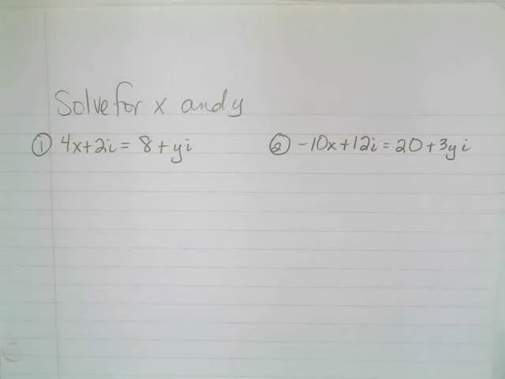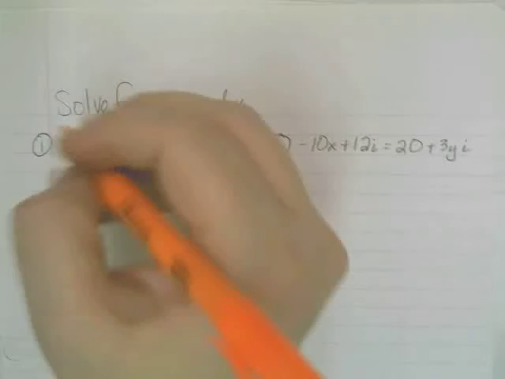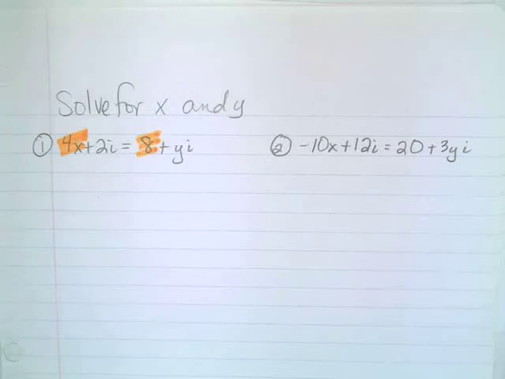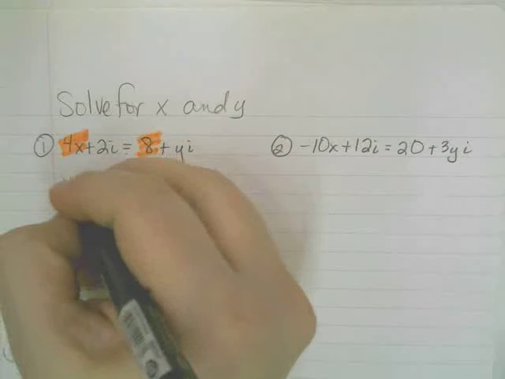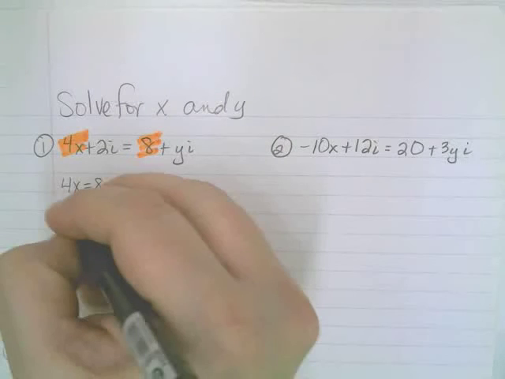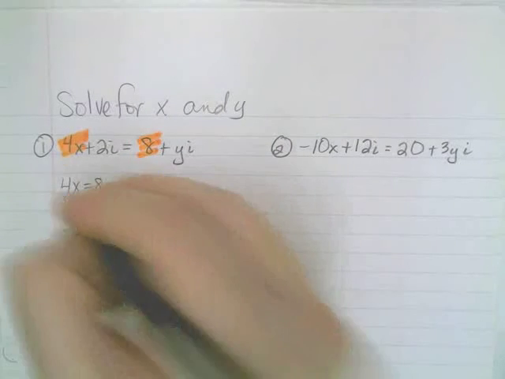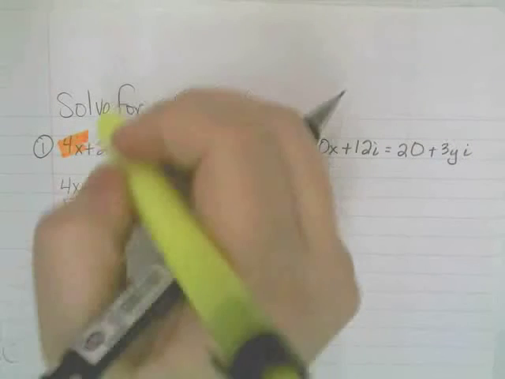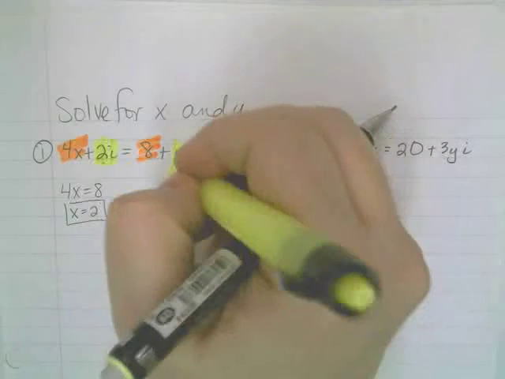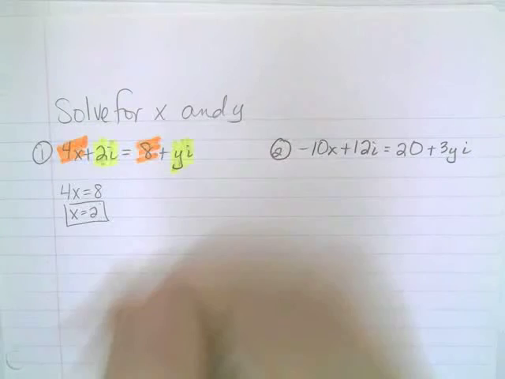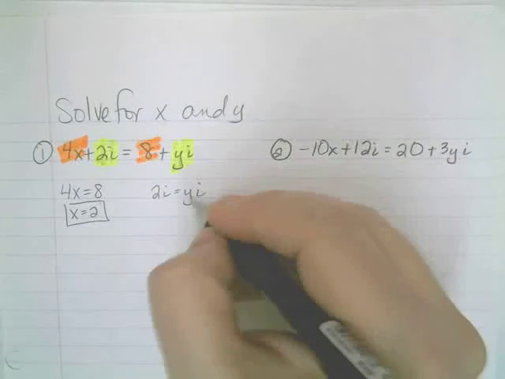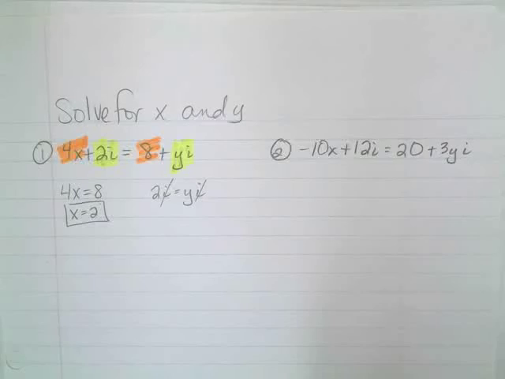Okay, so for number 1, my 4x is the first number, and it's in the same place as 8. So that's what it equals. 4x equals 8, so x is 2. There's your first answer. For my second part, the i's always come second, so 2i is the same as y times i. So there's my second equation. Well, if I have a y on both sides, they're gone, so y is just 2.